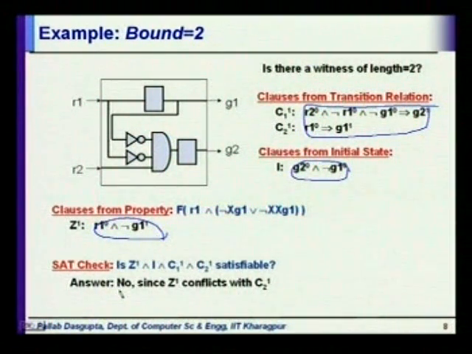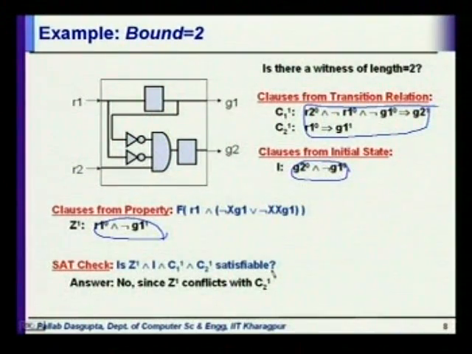And the answer is no, it is not satisfiable, because Z1 conflicts with C21. What does this one say? This one says R1 0 and not of G1 1, but this one says that if R1 0 holds, then G1 1 should be true, right. So obviously these two cannot be satisfied together. So Z1 conflicts with C21, so this is not satisfiable. So what can we conclude from here?